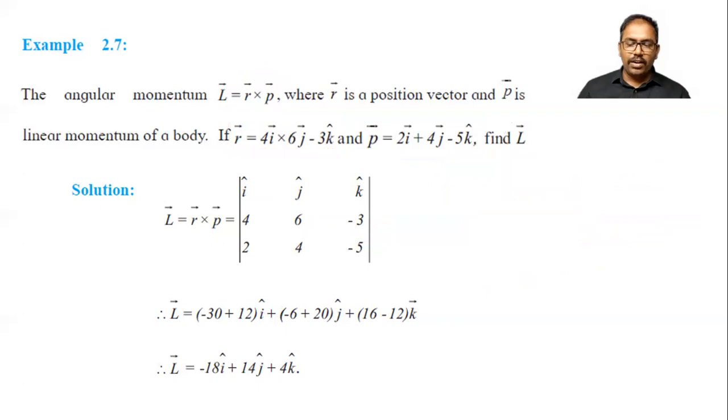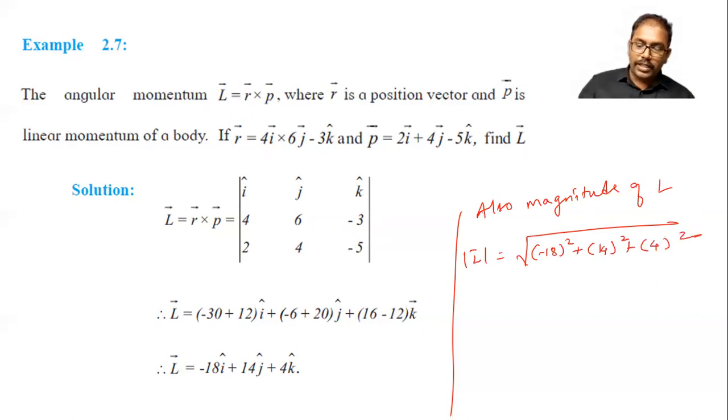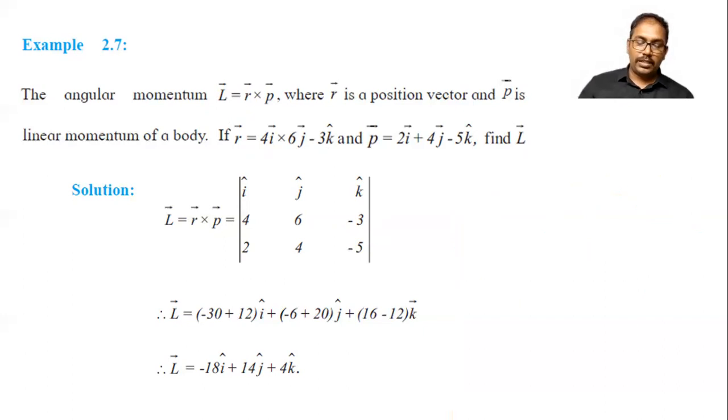And if they ask to find out the magnitude of the angular momentum, the magnitude of this L is equal to under root minus 18 square plus 14 square plus 4 square. You have to solve this, you will get the angular momentum, and the unit is joule second, if R bar and P bar are in SI system.